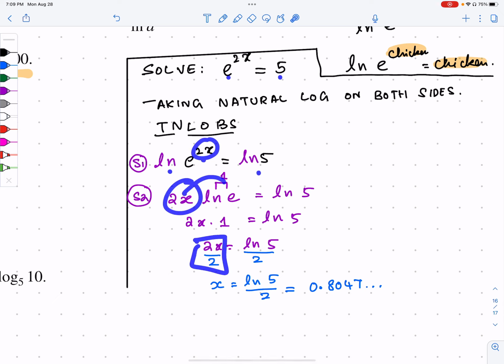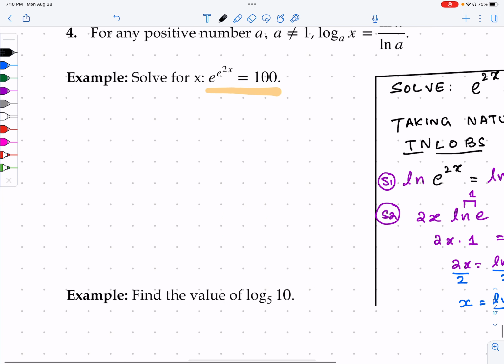And then you have the equation 2x is equal to ln of 5. Then, of course, algebraically you divide by 2 on both sides. You get the value right there, right? That is how we would solve it. Now let's try to solve this particular problem, right? How do we do that?